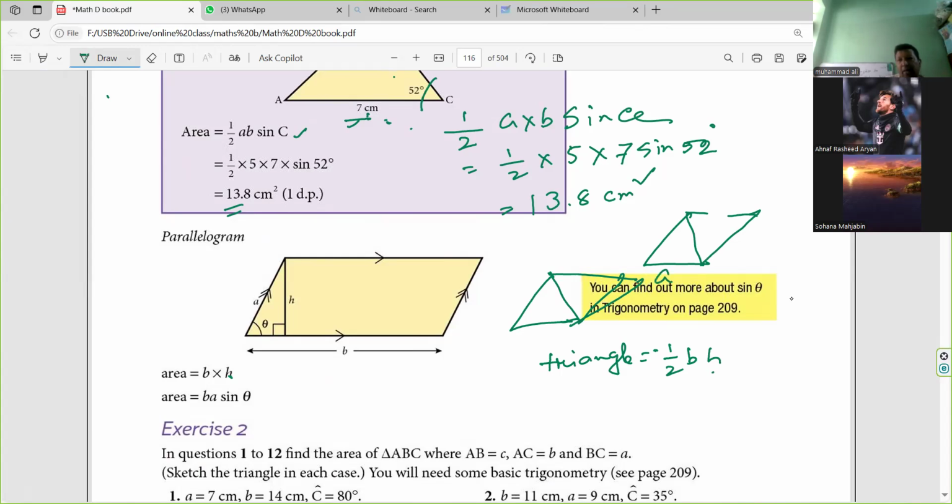Like if you have a into b into sine theta, if you multiply this by 2, you just write b into a into sine theta. So the area of a parallelogram is double the triangle. You just remember, here is no half. Base into height, a into b into sine theta. So this formula you can use here.